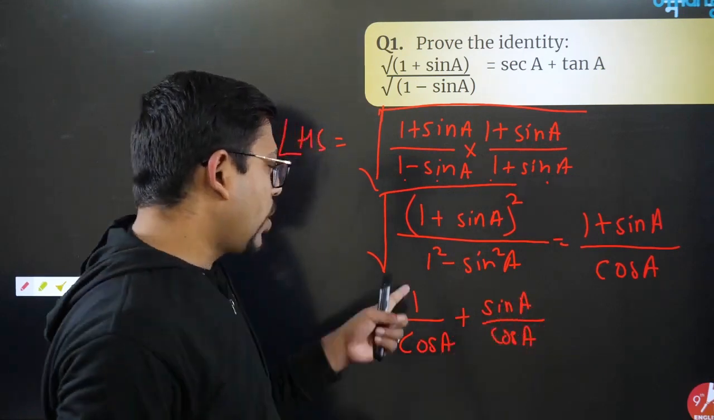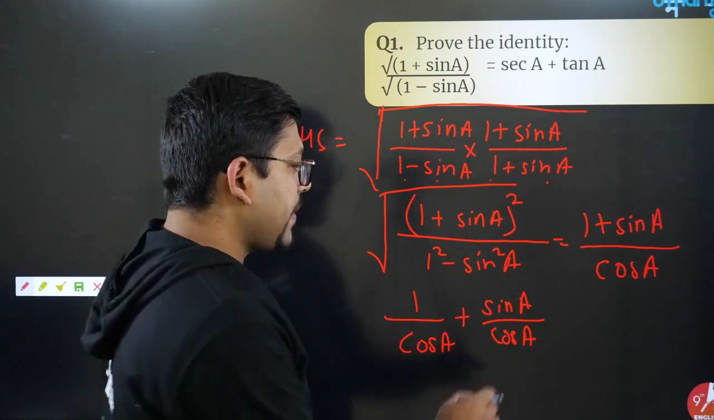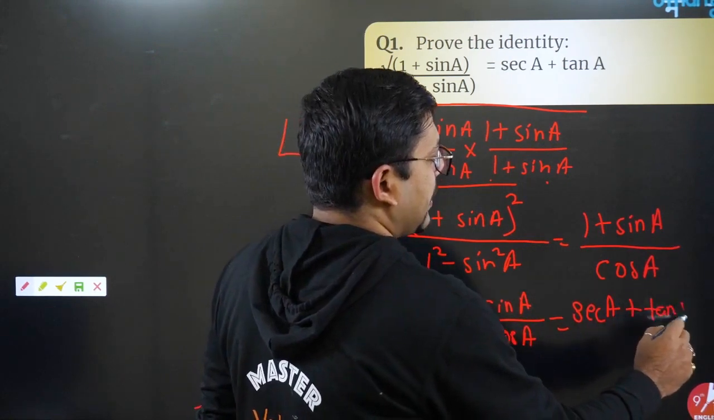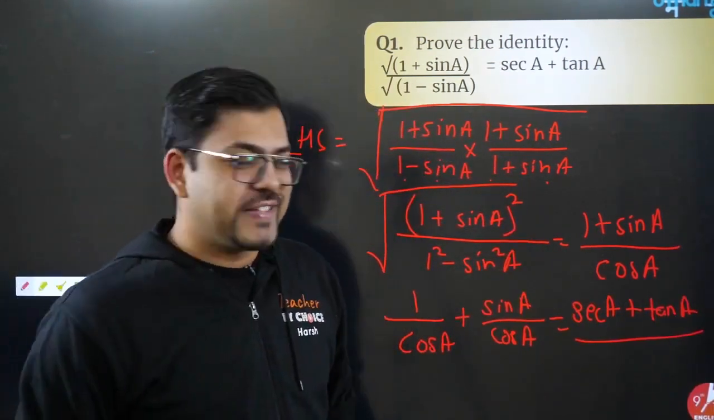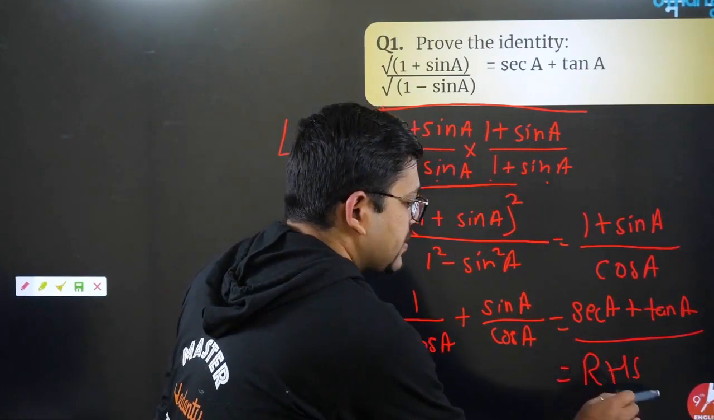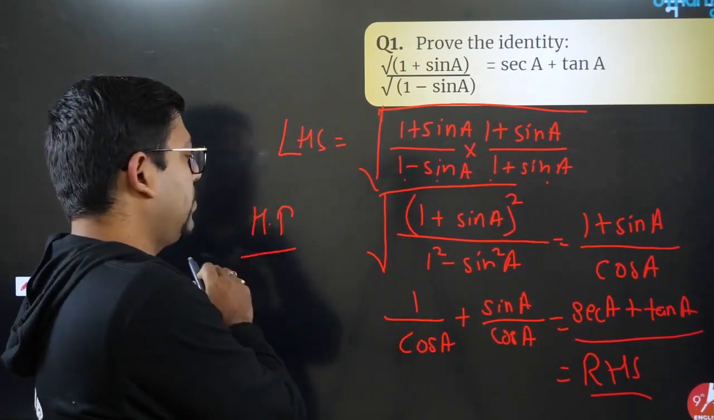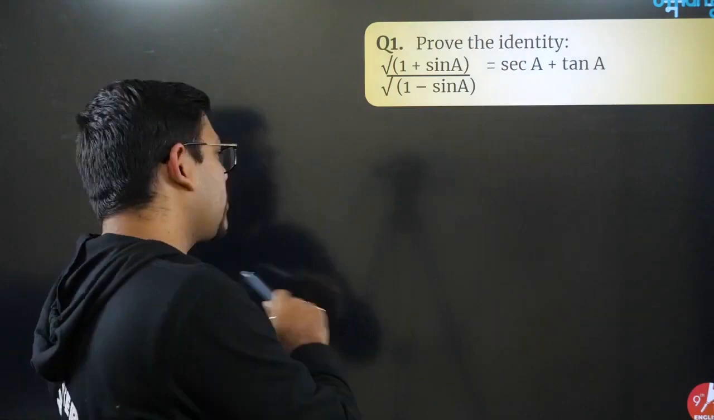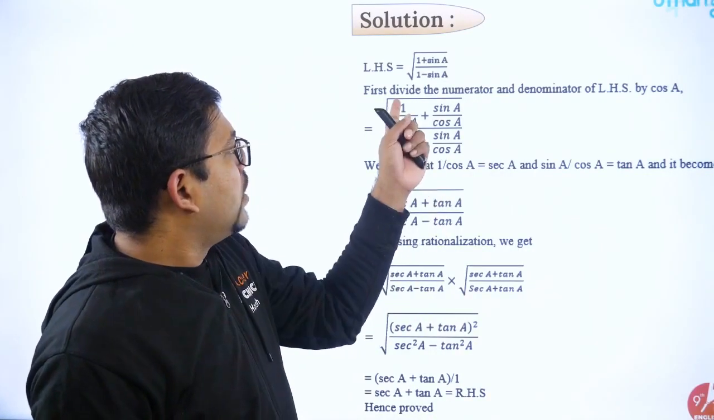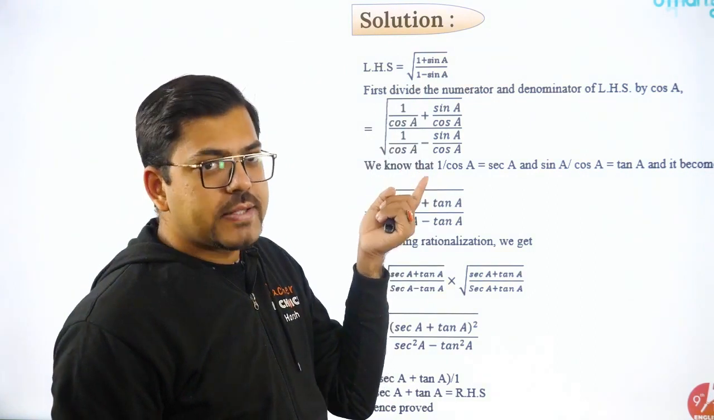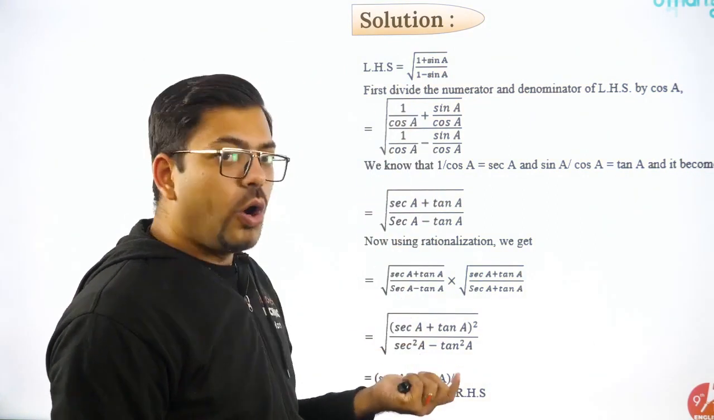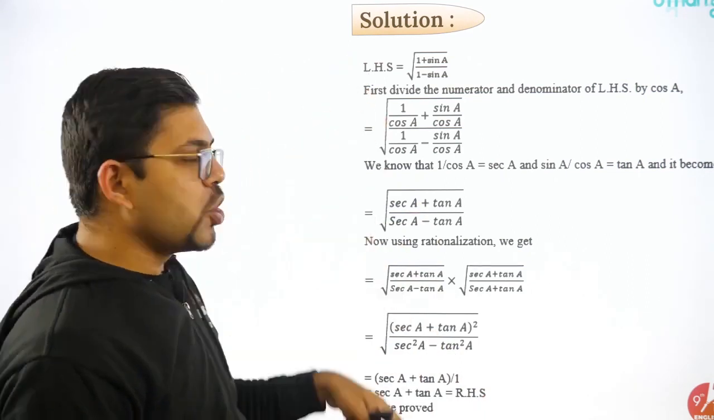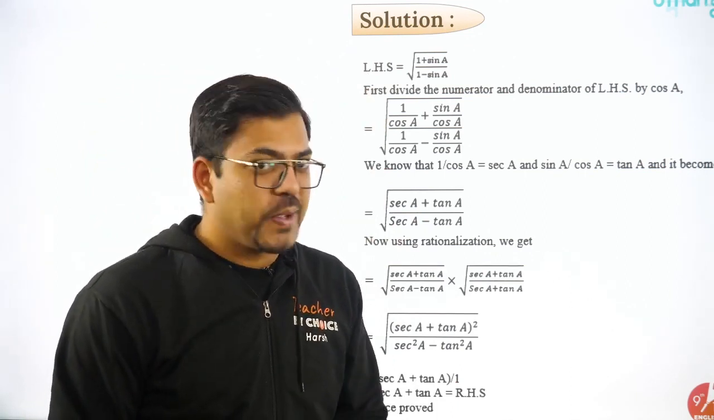So what we got finally? 1 by cos a plus sine a by cos a. 1 by cos a is nothing but sec a, and sine a by cos a is nothing but tan a, and hence we got the answer. This equals RHS, and you can write hence proved. Super easy, not so tough. You just have to do the rationalization part. You can either go by this method or the first method which I showed you. Probably that method is much easier compared to this one, which is a bit long, but whatever feels good to you, please apply that.